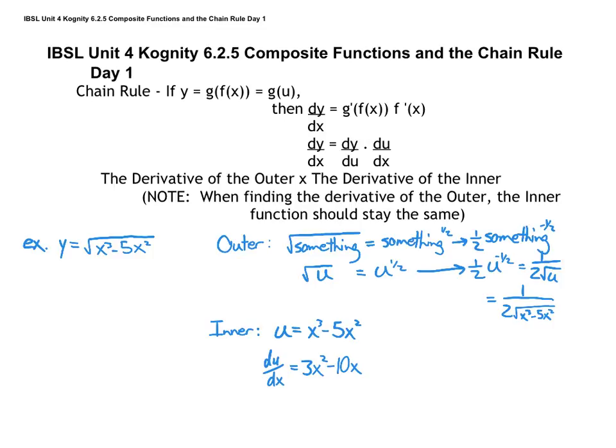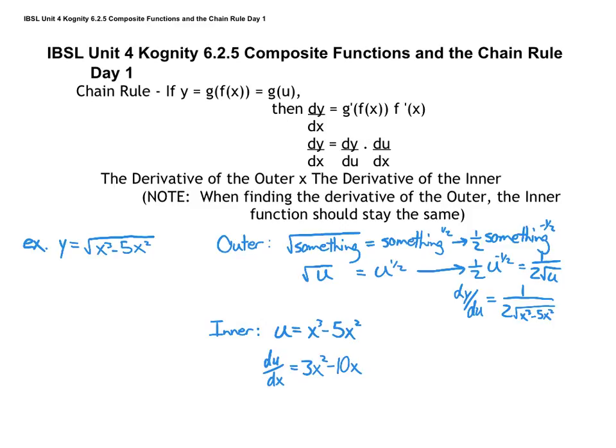Okay? And now I have the different parts that I need. Because what I just found was the derivative of the function with respect to the inner function. That just means I leave the inner function alone.